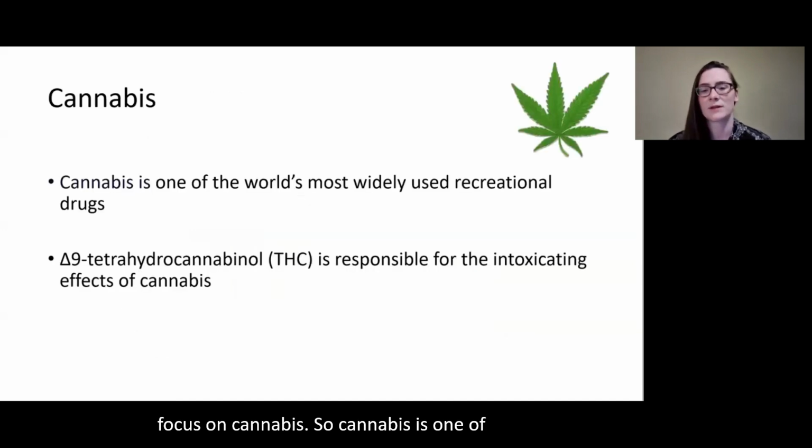Let's focus on cannabis. So cannabis is one of the world's most widely used recreational drugs. Delta-9 tetrahydrocannabinol, or THC, is the main psychoactive component of cannabis. It's responsible for the intoxicating, mind-altering effects. Cannabis products with THC can cause changes in mood, thoughts, and perceptions of reality.